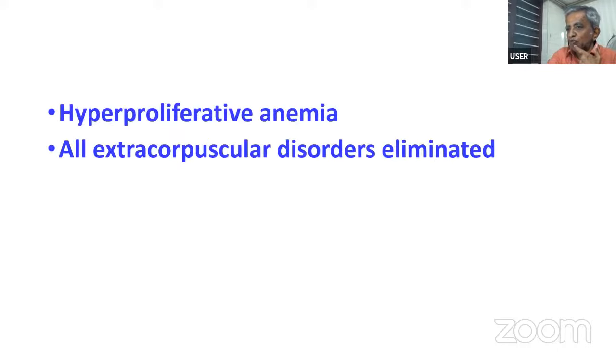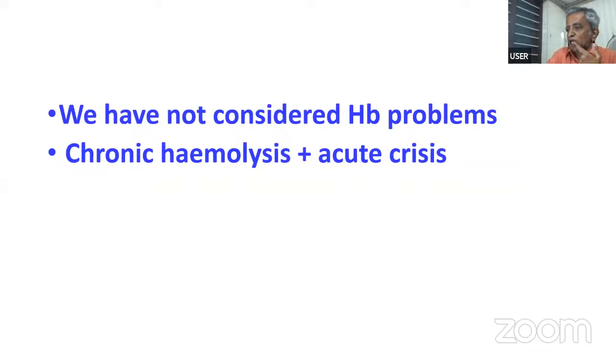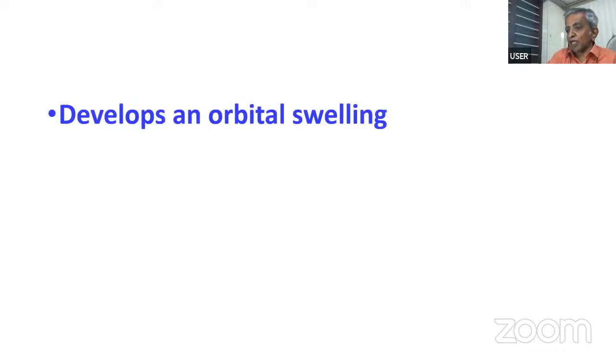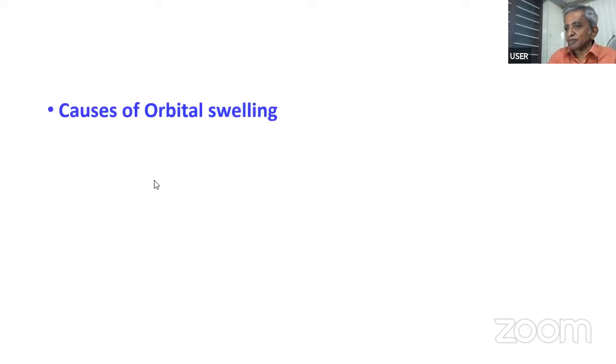Now we have hyperproliferative anemia, all corpuscular disorders eliminated, membrane defects, enzymopathies eliminated, hemoglobin disorder not yet diagnosed. We have not considered hemoglobin problem. Chronic hemolysis with acute crisis. Now the question is relevant. Third day, the patient developed an orbital swelling. Ophthalmology diagnosis of orbital cellulitis. Cause of orbital swelling, I will just enumerate.